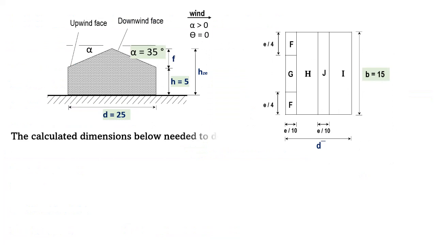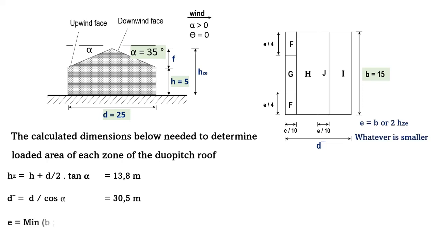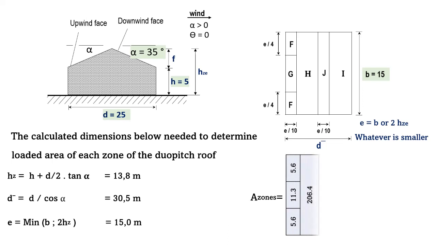The calculated dimensions below are needed to determine the loaded area of each zone of the duopitch roof: the total height of the building, and the length of the roof parallel to the wind direction, taking into account the slope length. e is the minimum value of b or 2 times the height of the building. The area of each zone is calculated from the given dimensions: alpha 35 degrees, h 5 meters, depth of the building 25 meters, and width of the building 15 meters.